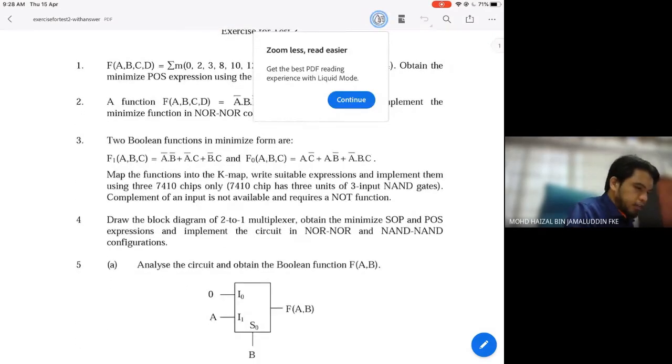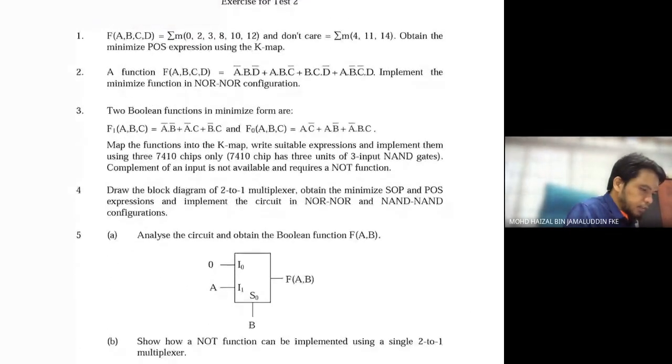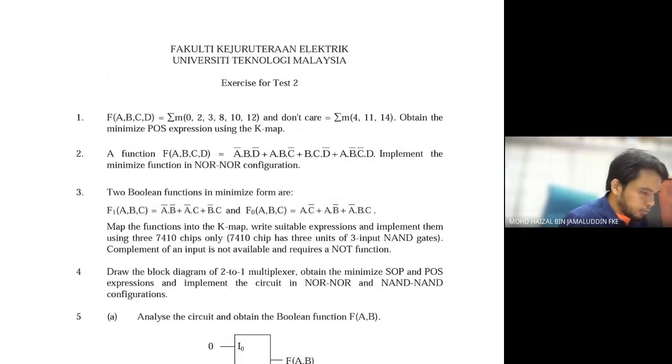Okay. So to do the exercise, for this session, it's better for you to do the exercise for the test too.